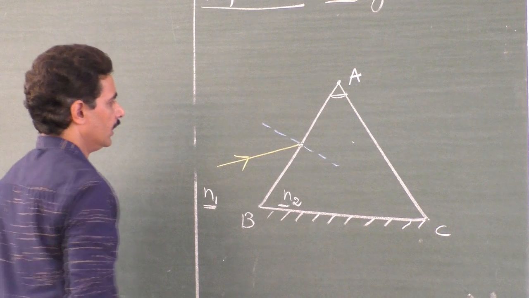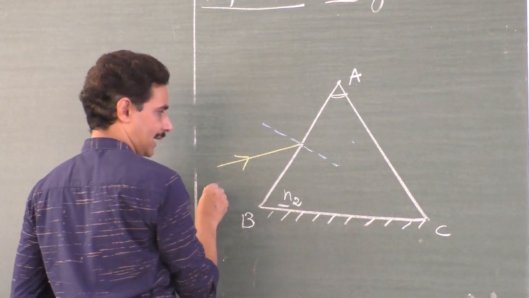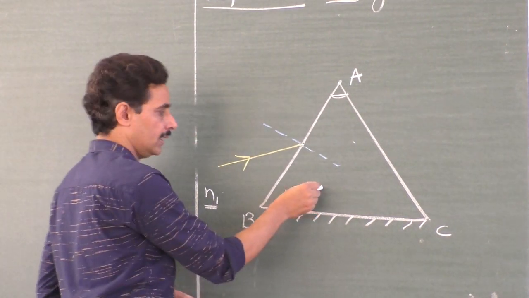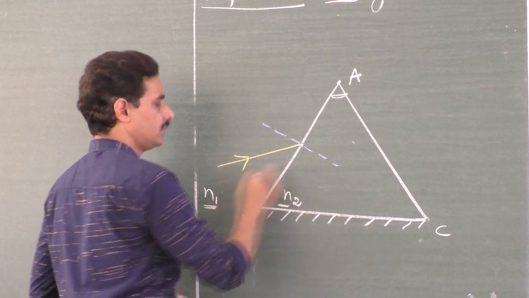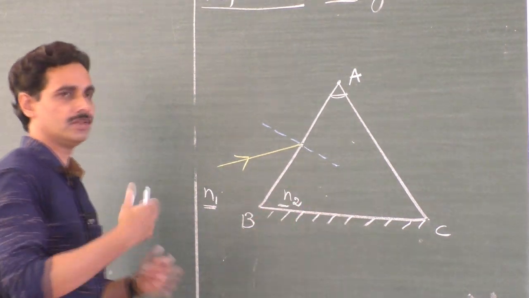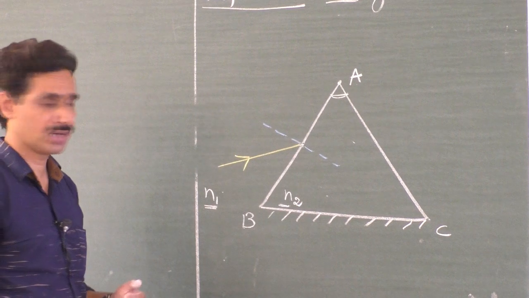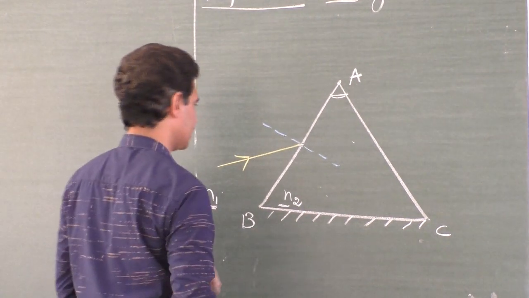Okay. Now, say this is rarer, this is denser. When a ray of light travels from a rarer to a denser medium, its velocity decreases, it bends towards the normal. Sir, how do we treat it as towards the normal?